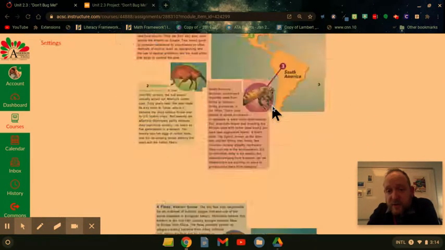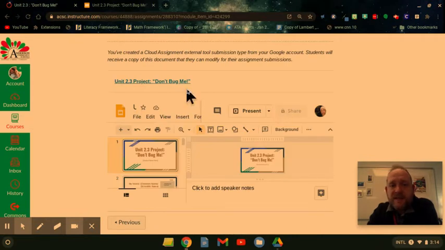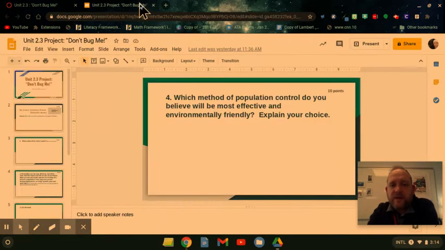If you're not sure about that, you don't trust it, and you want to send me a copy, back over here, if we click on our thing, you can actually hit the share button, and you can share your Google file with me or your teacher. And that should be it.